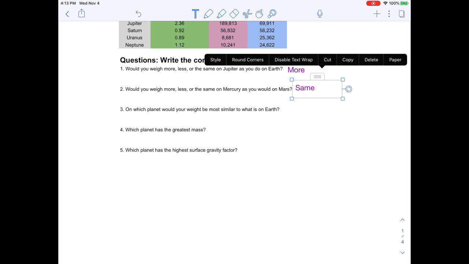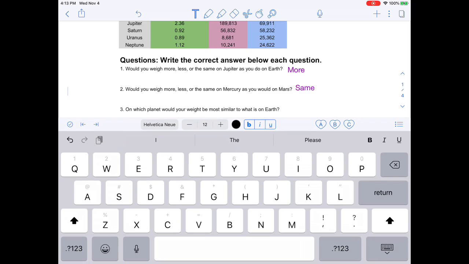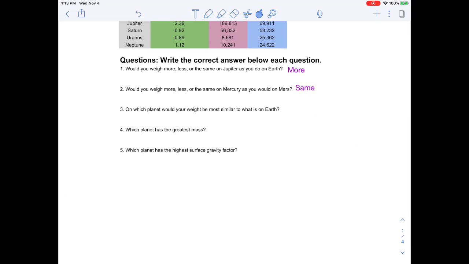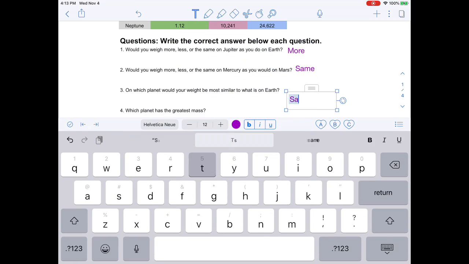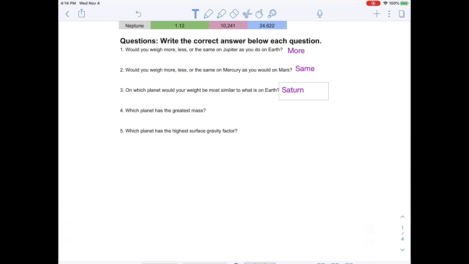It said, which planet would your weight be most similar to Earth? So we're looking for the planet with the closest surface gravity factor to Earth. Venus looks pretty close at 0.91. Saturn's closer at 0.92. Neptune is 1.112, but Saturn is the closest. So the answer to question number 3 is Saturn. I'll put that in there.